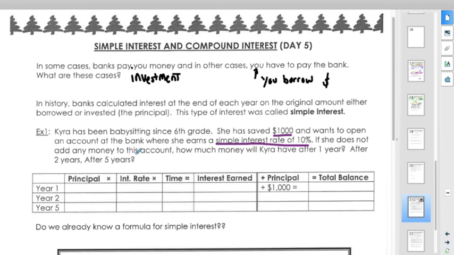Okay, so this is super important, guys. Not just for math, this is important for life. You need to know what these three things mean. Your principal balance, that is how much you start off with, how much you take out in the first place. So she has saved $1,000. That is her principal amount. This is her P. Her principal amount is $1,000. So that's what we're going to put right here.